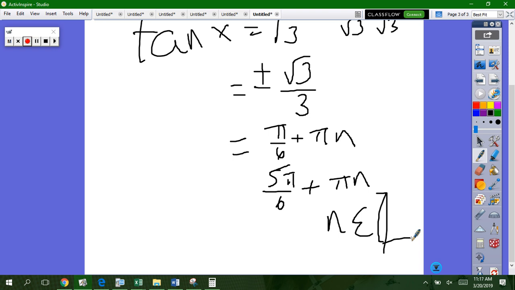Because when I put plus pi n, could n be negative 1? And then that's pi/6 minus pi. Well, yes and no. The reason why it's a no is because I'm not saying what is the arctangent of something. That's because remember, arctangent, for it to be a function, had to be between something. Here I'm saying, where does tangent equal this thing?